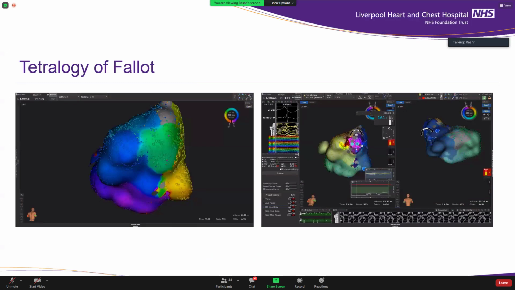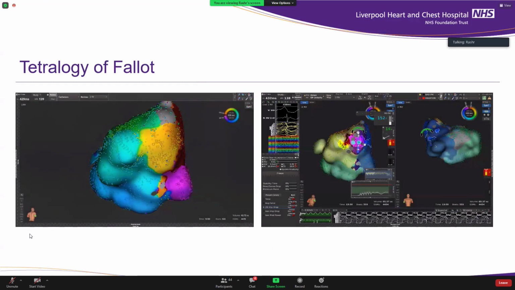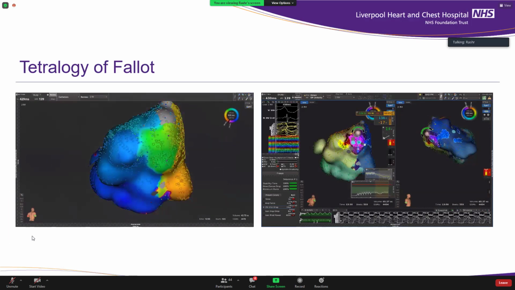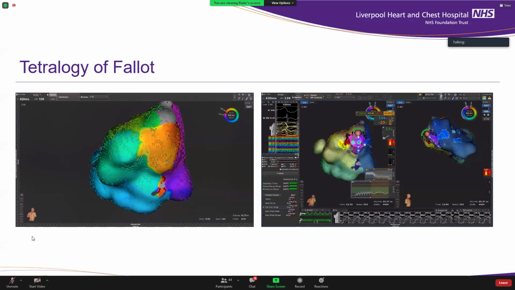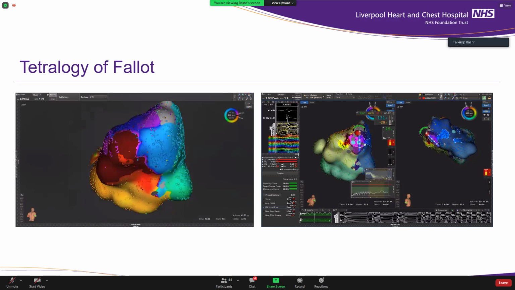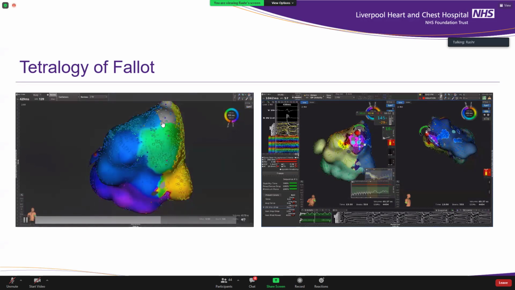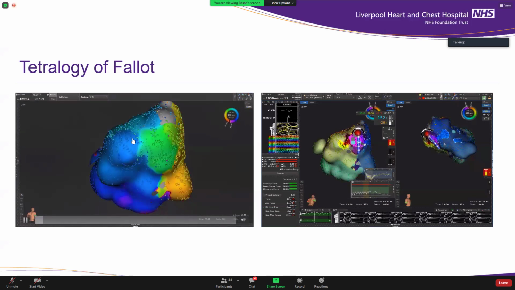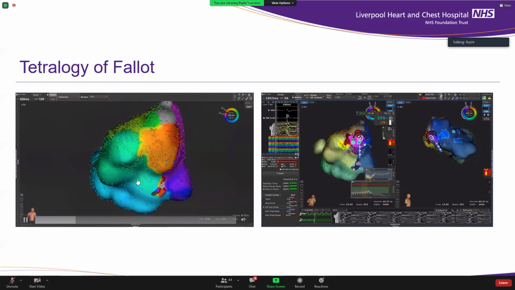So although there are at least 4 isthmuses that are common, we would find in the modern era essentially one most important isthmus that drives most of the VT we see. So I've just put up a map using the Rhythmia system for one of my gents who presented in sustained VT. And essentially what you can see, similar to Zeppenfeld's critical isthmuses, here you have the critical slow isthmus posterior from the pulmonary valve annulus and a circular slow VT across that.